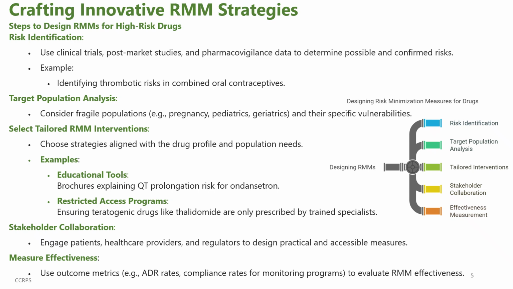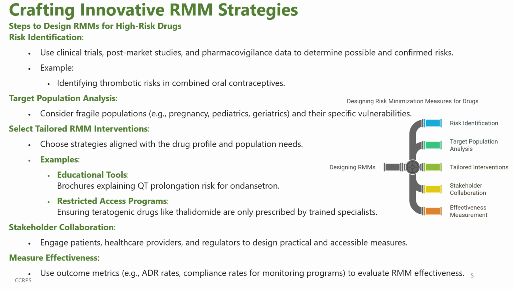For example, educational tools such as brochures explaining the QT prolongation risks for ondansetron, or restricted access programs ensuring teratogenic drugs like thalidomide are only prescribed by trained specialists. That is an effective RMM strategy.